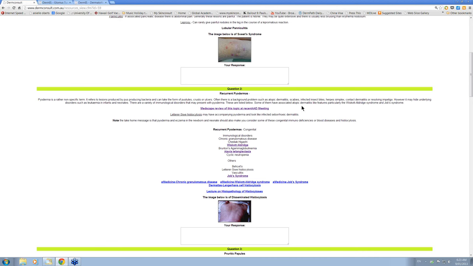Some of these other disorders with recurrent pyodermas: Behçet's, leprosy we've talked about. Some vasculitis can present with pyoderma-like lesions, and then Job syndrome, the hyper IgE syndrome, again with features of atopic dermatitis and susceptibility to recurrent infections, pustules, boils, etc. But very high IgE.